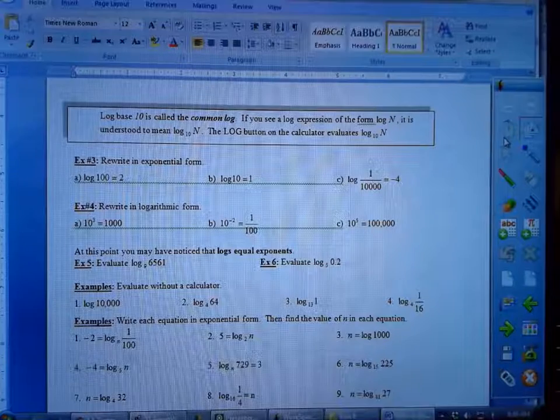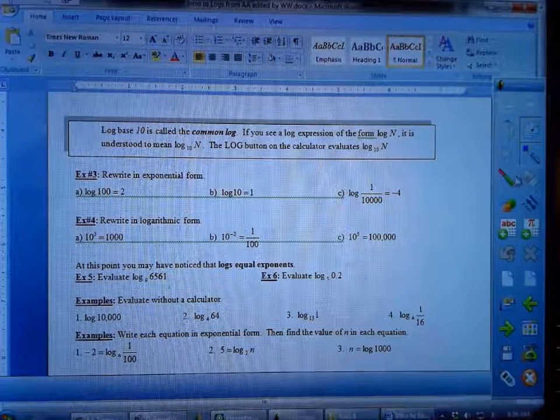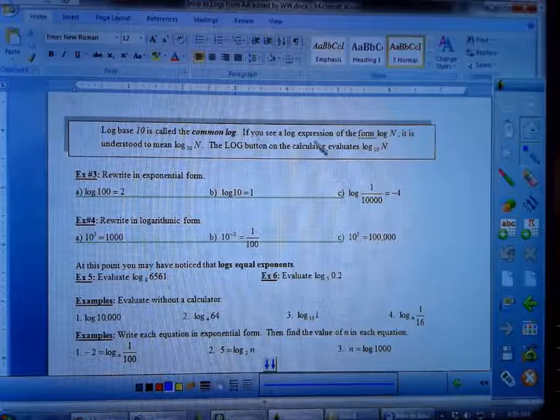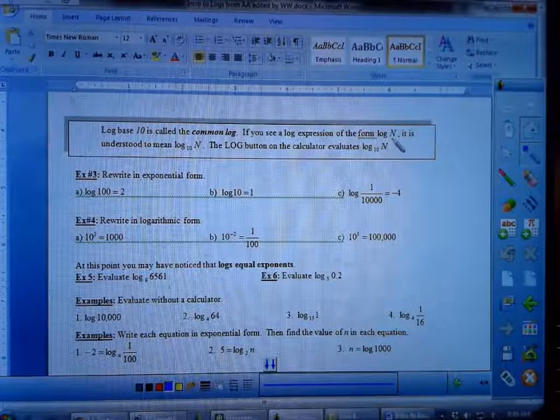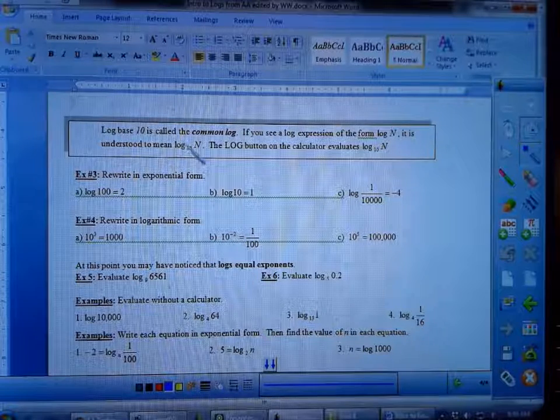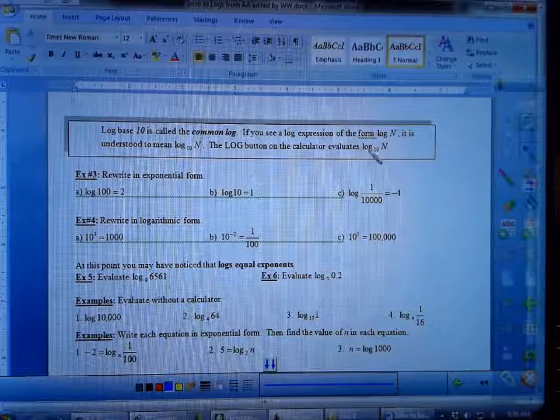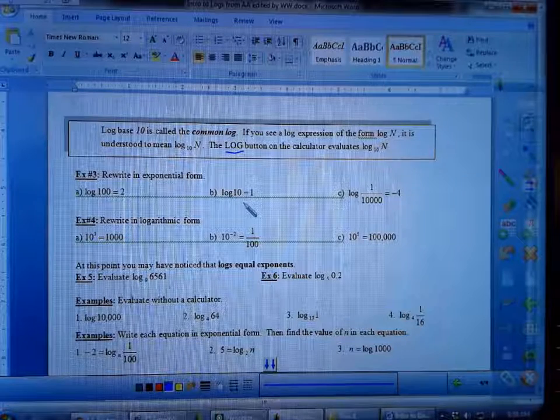Now, if you see the word log and there's no base written, it is understood that it's a base of 10. So log base 10 is called the common log. If you see a log expression of the form log of n, it is understood to mean log base 10 of n. The log button on the calculator actually is log base 10. Okay, so this button on your calculator you will use eventually.